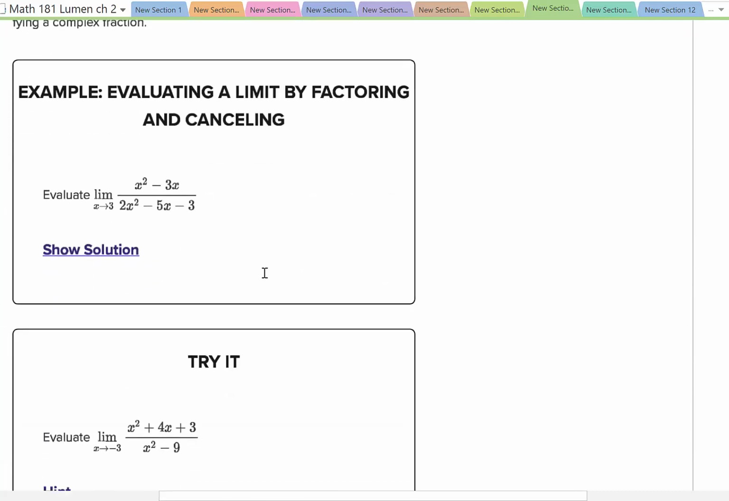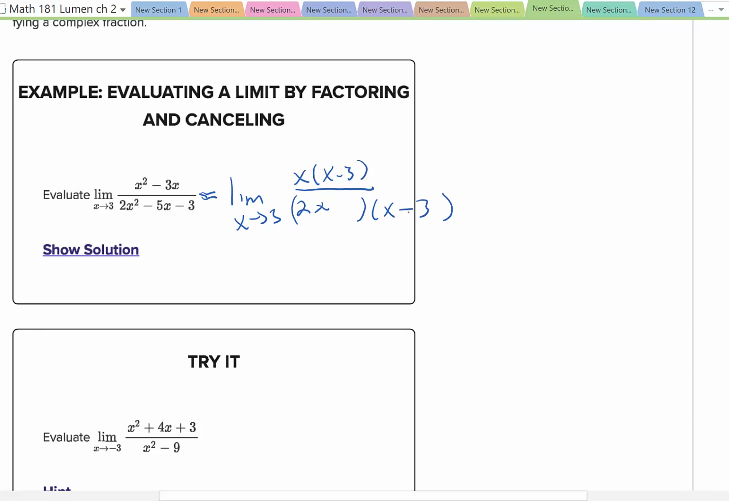Okay, let's look at this first one, evaluating the limit by factoring and canceling. And again, canceling is just another way of saying dividing out the common factors. So this would be the limit as x approaches 3. In the numerator, I can factor an x out. That's x times x minus 3. And in the denominator, I see a 2x, and then I see an x as a factor. I'm betting that one of those is an x minus 3. Let's see if that's the case.